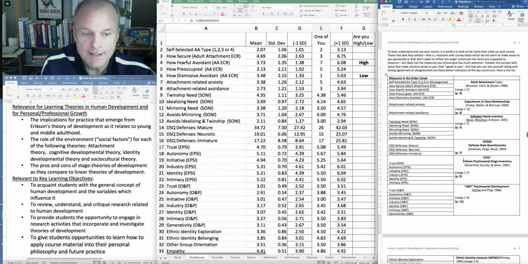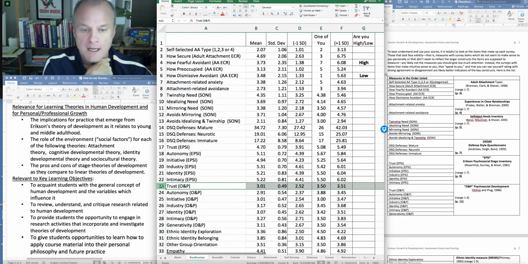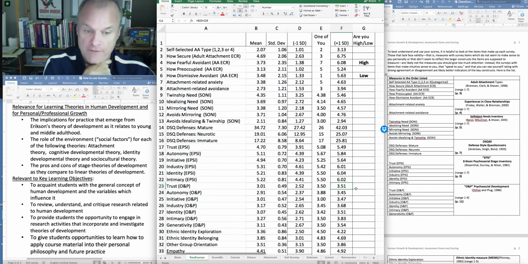Actually, look at this. I'm sorry. So with the EPSI, it's also 1 to 7. It's the Ocean Plug that's 1 to 4. Do you see this range right there? So the range is 1 to 4. So if you look at trust here, your score was 5.08. And that's close to high, but it's not high. You go down to trust measured by the Ocean Plug, you're 3.5. You're again just below the cutoff. You might even put high there.